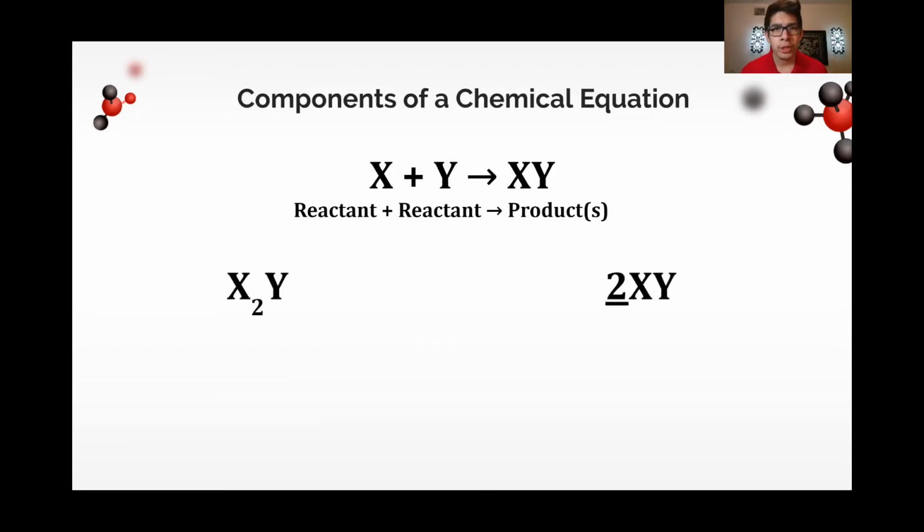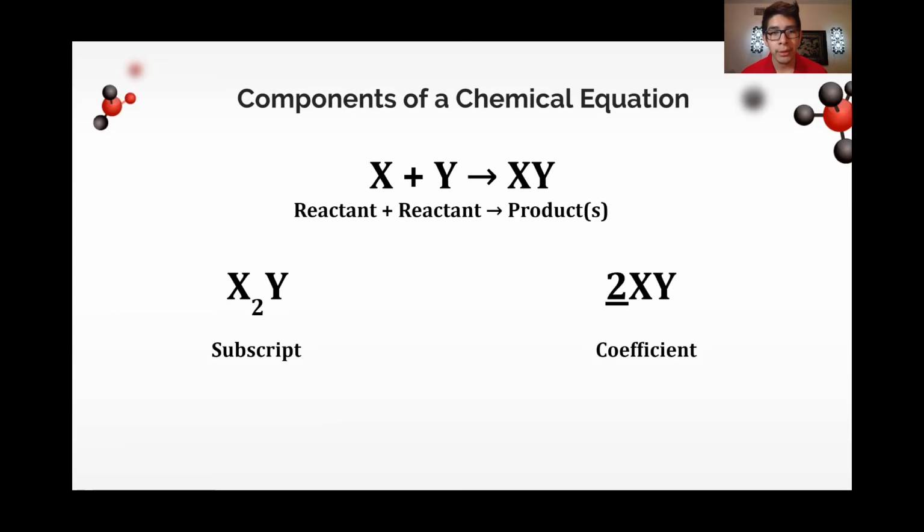So while you were doing your simulations, you might have noticed these two different formats: X2Y versus 2XY. Now let's discuss what the differences are between the two. On the left-hand side, this notation is known as a subscript, which only applies to the thing it is immediately attached to. On the right-hand side, you've got a coefficient, and that applies to everything that follows after it.